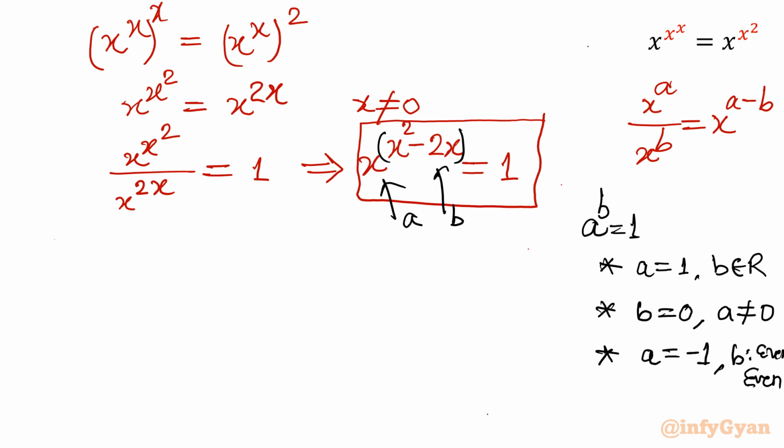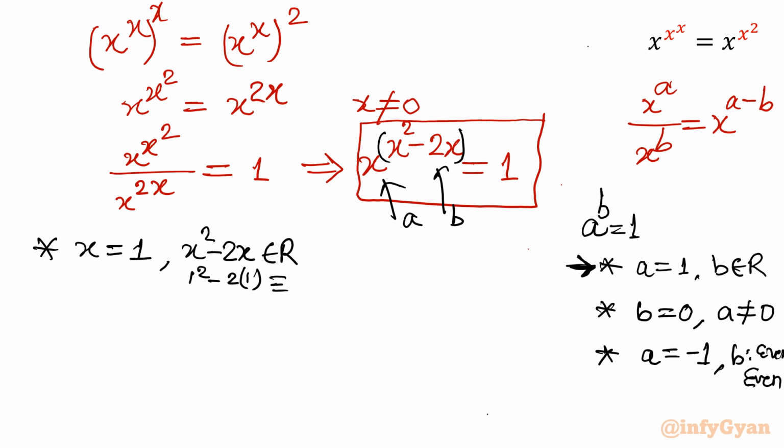So let's write three conditions. First condition is x is equal to 1, base is 1, move from here. And B should be real for that value. B means power, x square minus 2x belongs to real number. Okay, let's check: 1 square minus 2 into 1. That value is 1 minus 2, so minus 1, which is a real number. So that means x equal to 1 is your true solution.